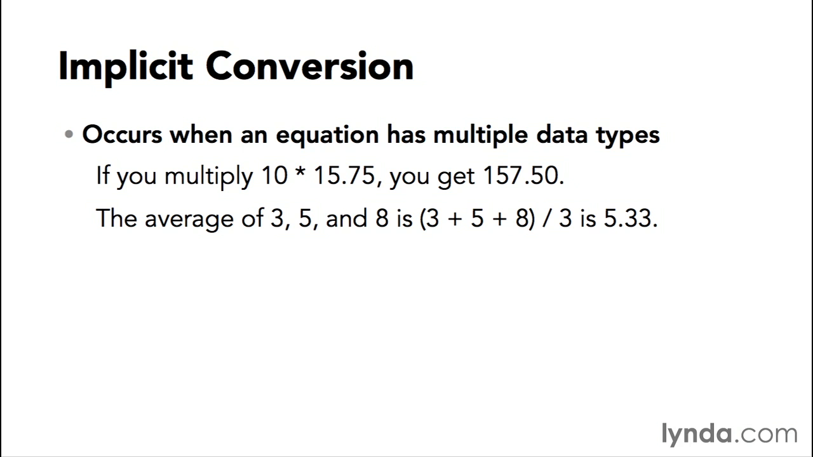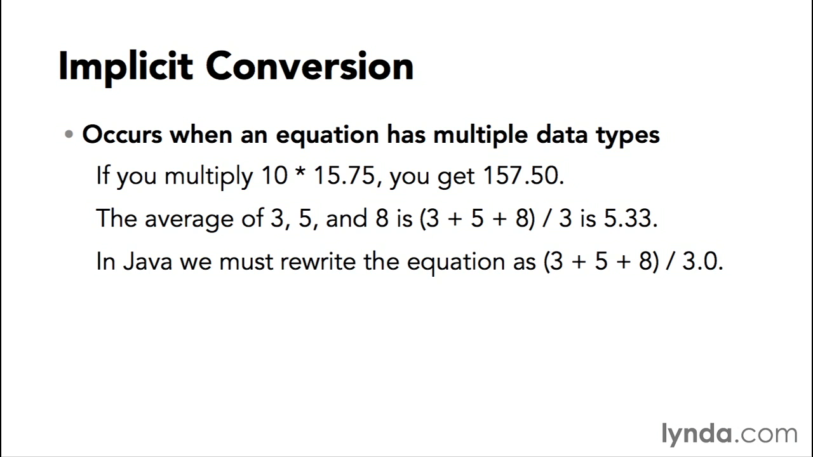When programming, the computer chooses the resulting data type based on the values in the equation. So if you want to include a fractional portion, at least one value must have a decimal point. In this case, we would rewrite our equation as 3 plus 5 plus 8 divided by 3.0.